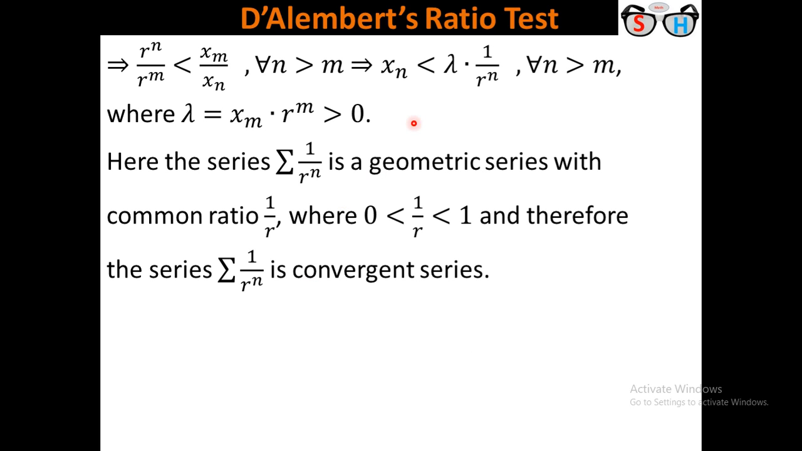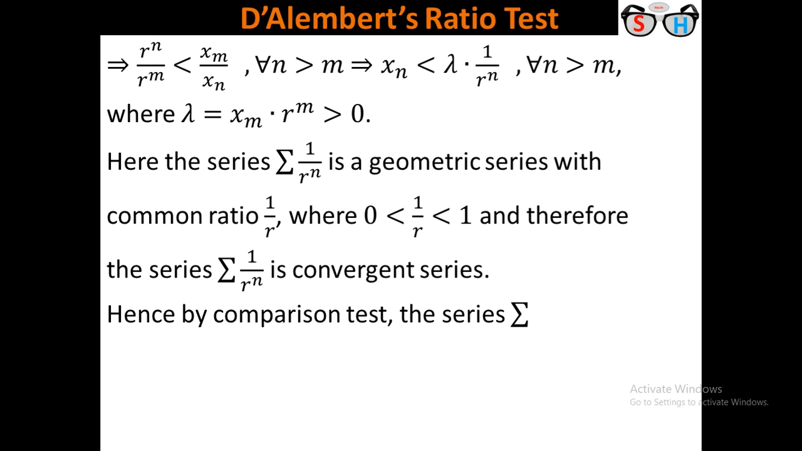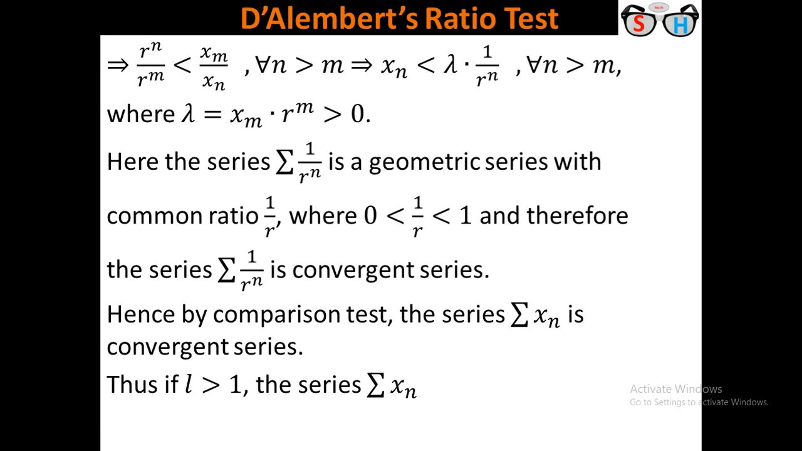Now if you use the comparison test on that relation, you know that by the comparison test, when the larger series is convergent, then the smaller series is convergent. So hence here summation 1 by r to the power n is a convergent series. As a result, summation x_n is a convergent series. Hence by comparison test, the series summation x_n, that is the given series, is convergent. So when L is greater than 1, the series x_n is convergent.